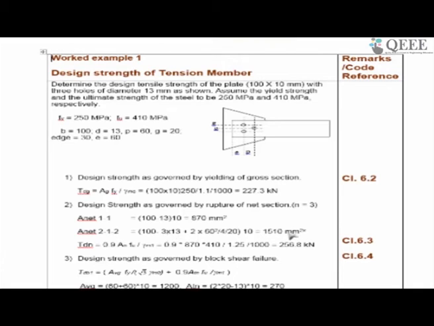Okay, so this is my 1510. So obviously the smaller of these two is 870. So I take 870 and calculate as 256, which is still larger than 227. So basically, even though we have put holes, the holes are not so big as to govern net section. Okay, so the cross section yielding is what is governing, which is good. It is supposed to be a good design. That is, efficiency is 100%.